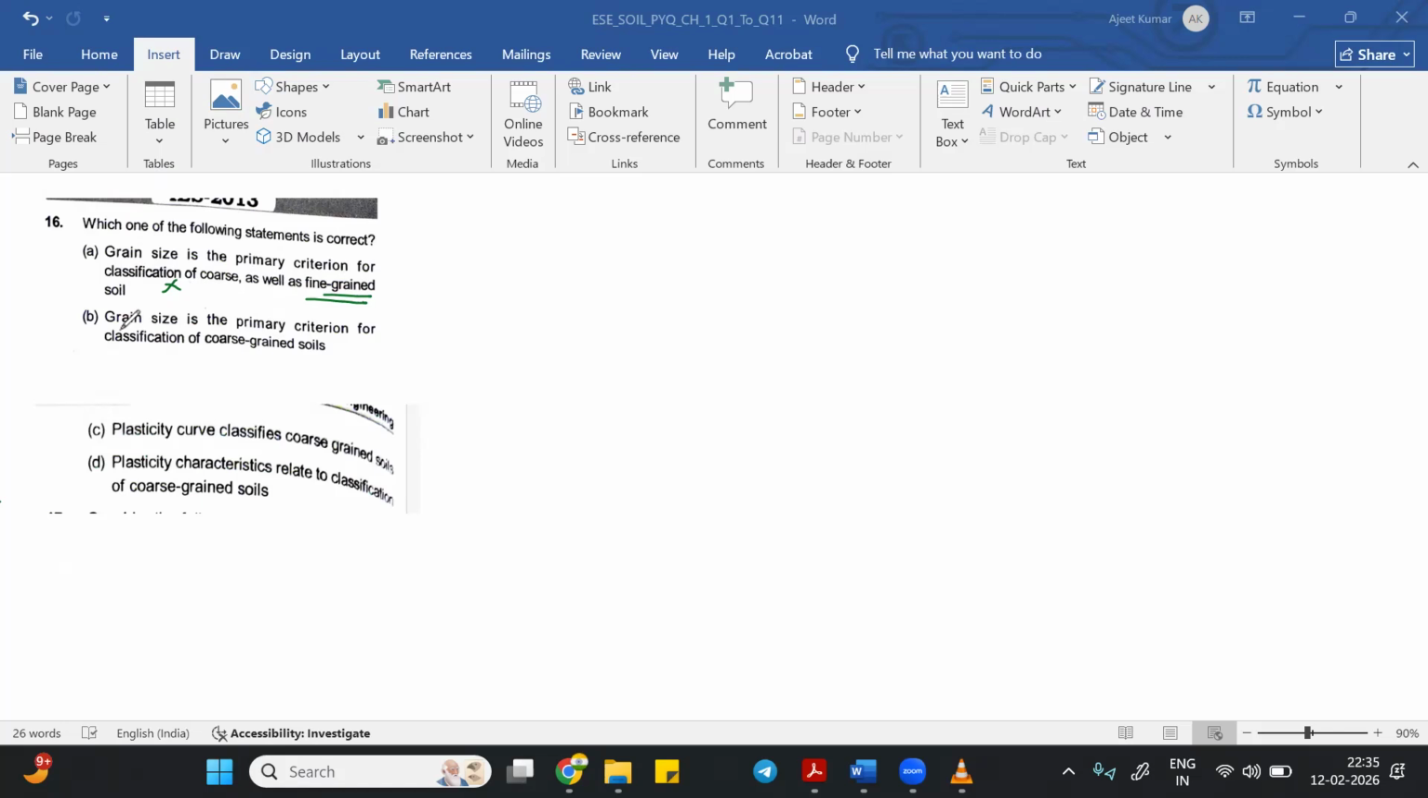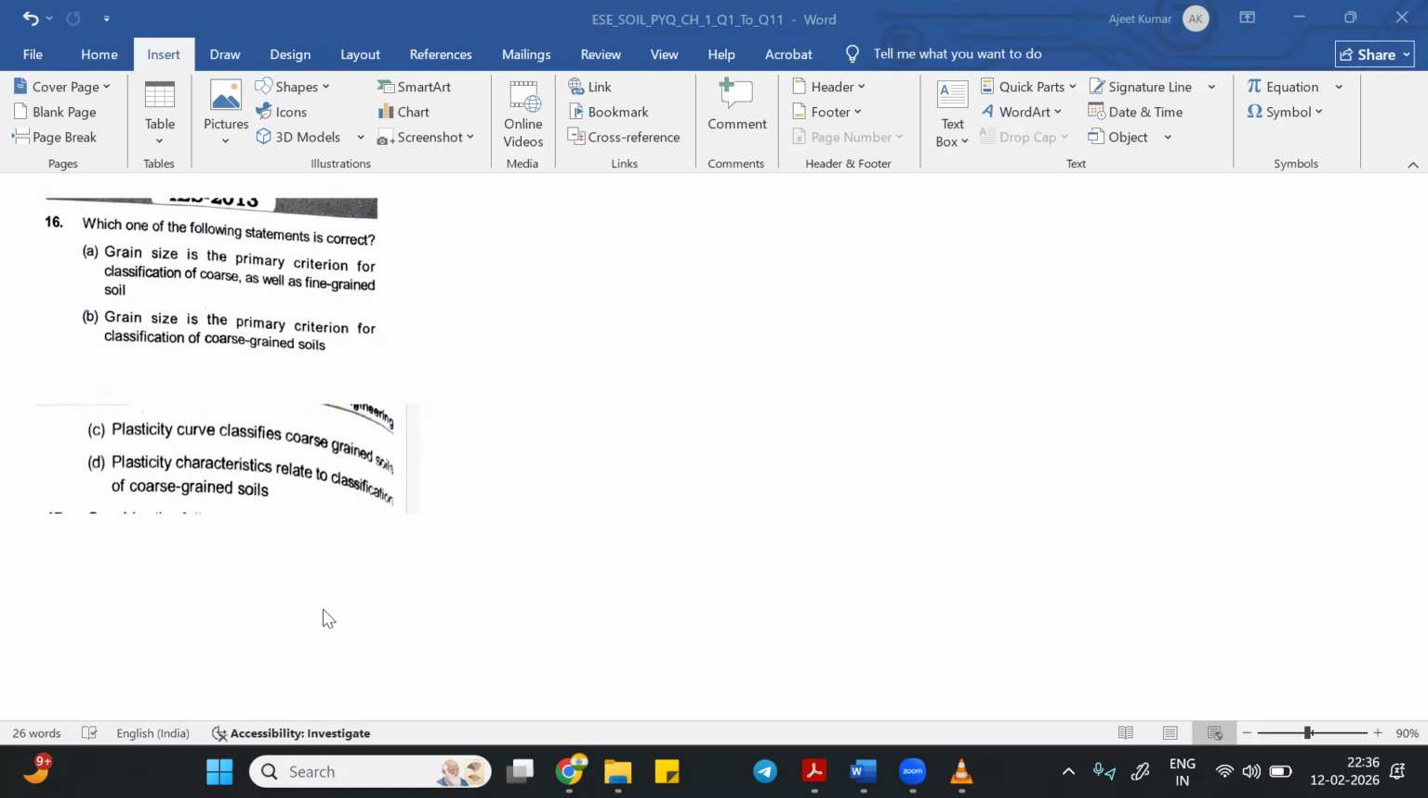Second statement, grain size is the primary criteria for classification of coarse grained soil. That statement is true. Next, C, plasticity curve classifies coarse grained soil. No, this tells about plasticity and compressibility, not grain size. Option D, plasticity characteristics relate to classification of coarse grained soil. No, this is also incorrect. So option B is the correct answer. This is all about question number 16.